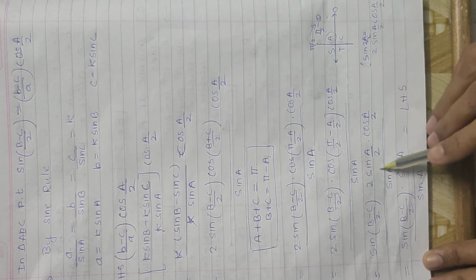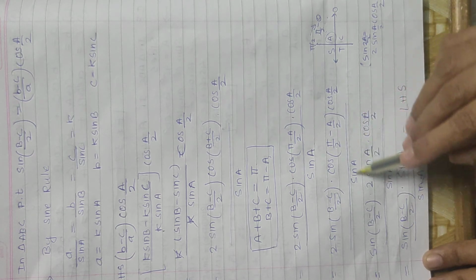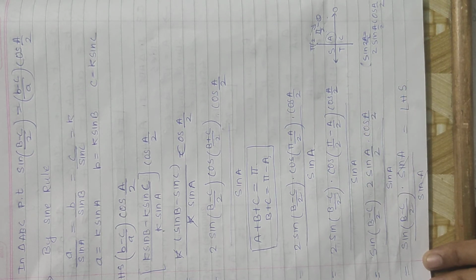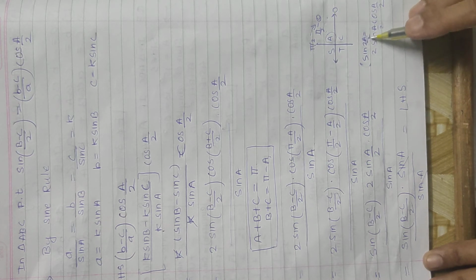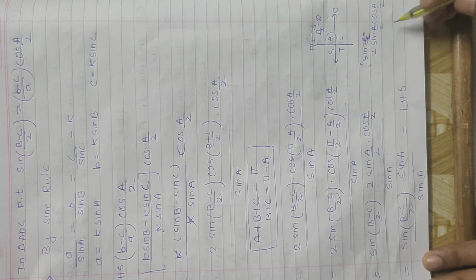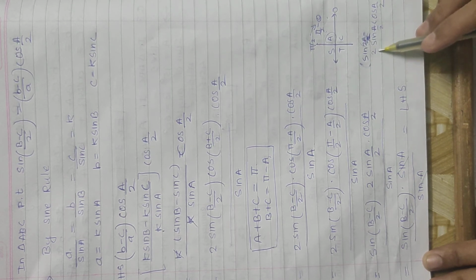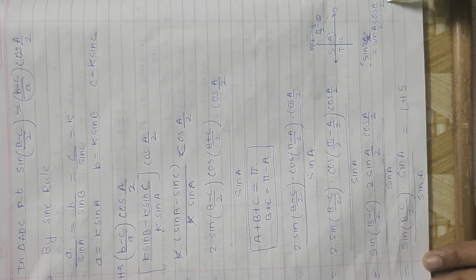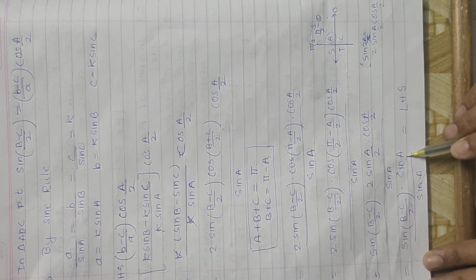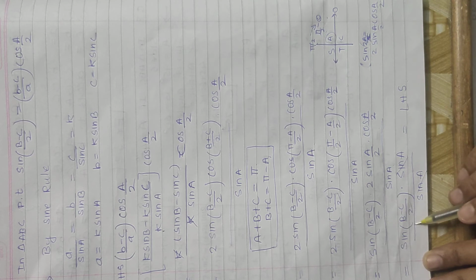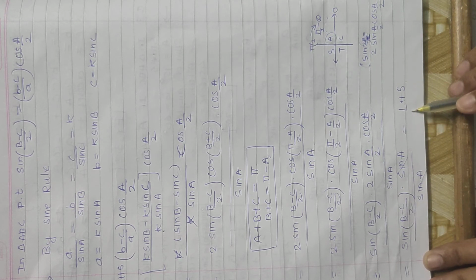Then this is the formula for sine theta. You know the formula for sine 2 theta. Sine 2 theta is equal to 2 sine theta cos theta. There only, half angle is there, divided by 2. See here, everywhere divide by 2, you will get the formula. This 2 gets cancelled. So sine A is equal to 2 sine A/2 into cos A/2, which we have written here as sine A. Sine A gets cancelled. You will get sine (B minus C)/2, which is equal to LHS.